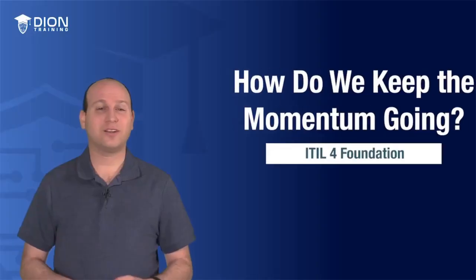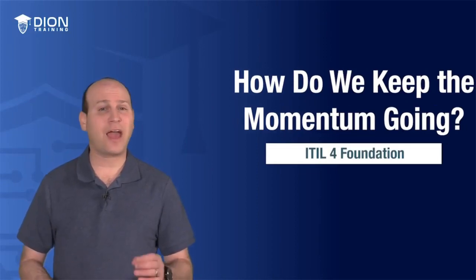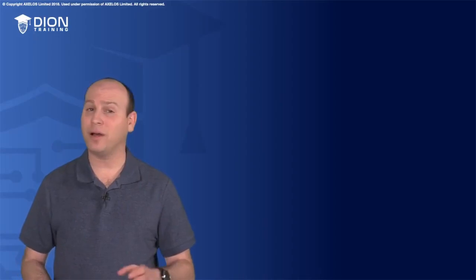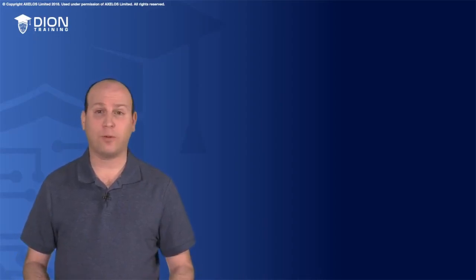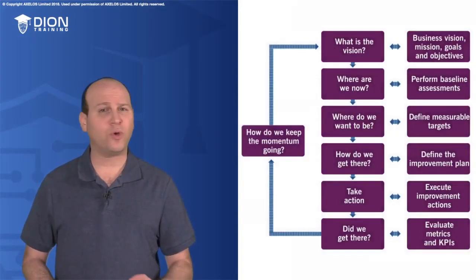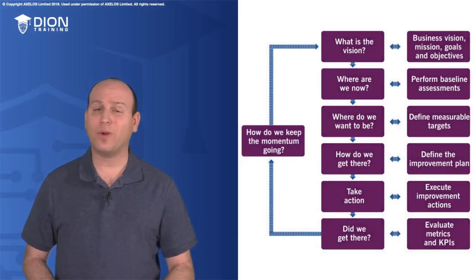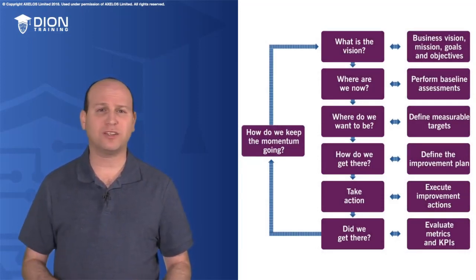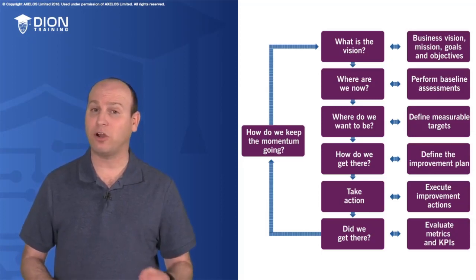Our 7th and final step is to determine how we keep the momentum going. We probably just spent a lot of time, a lot of money, and a lot of working hours trying to improve something in the organization. If we met the goal, we don't necessarily want to stop, but we want to keep improving, right? Because we always want to get better. And if we didn't meet our goal, then we need to go back and readjust and figure out how we can improve to meet our goals.